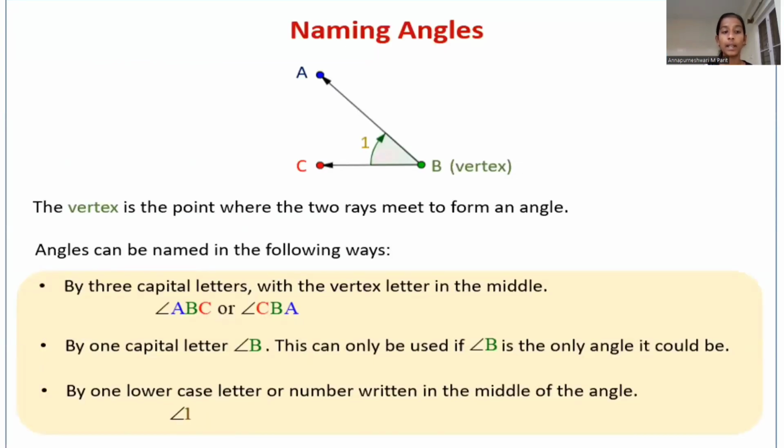There are certain rules while naming the angles. So the angles can be named in the following ways. First one, by three capital letters with the vertex letter in the middle. And by one capital letter, that is angle B. Or by one lowercase letter or a number written in the middle of an angle.